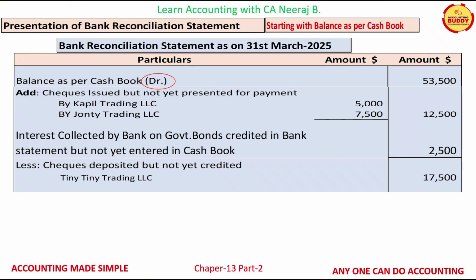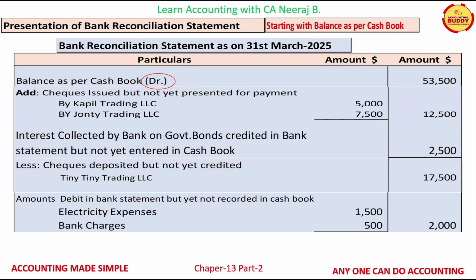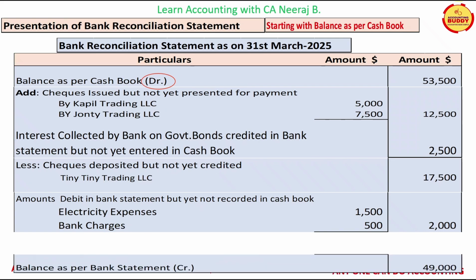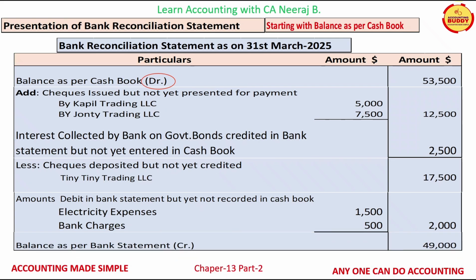Now the transactions which are debited in the bank statement and have reduced the balance in the bank statement will also be deducted from the cash book balance. The electricity expenses of $1,500 and bank charges of $500 debited by bank fall under this category. Therefore, $1,500 and $500 will be deducted from the cash book balance. Once all the unmatched transactions are added and subtracted from the cash book debit balance of $53,500, we will get a credit balance of $49,000 as per bank passbook.